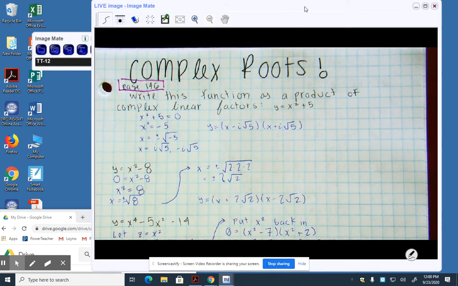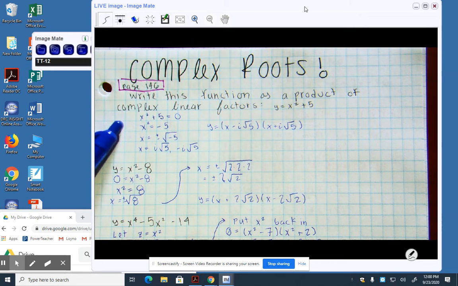So the first thing I want to say is write this function as a product of complex linear factors. So here's my function. It's a quadratic function. I know it's going to have two roots. I want to rewrite them as their linear factors, so I'm going to find the roots and then I'm going to put them back in parentheses with the x's.